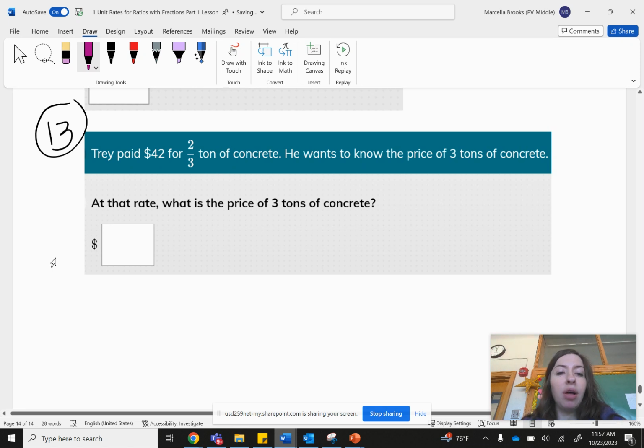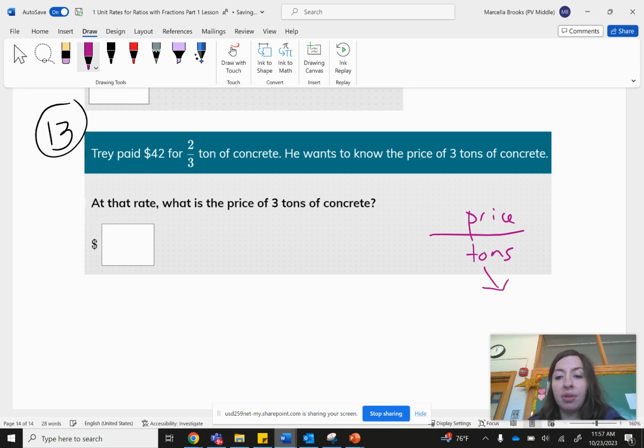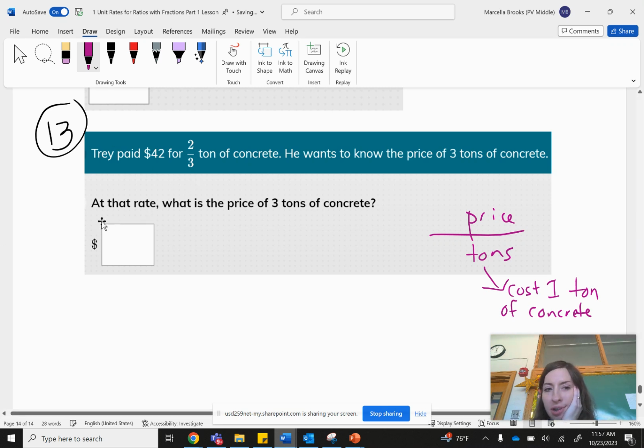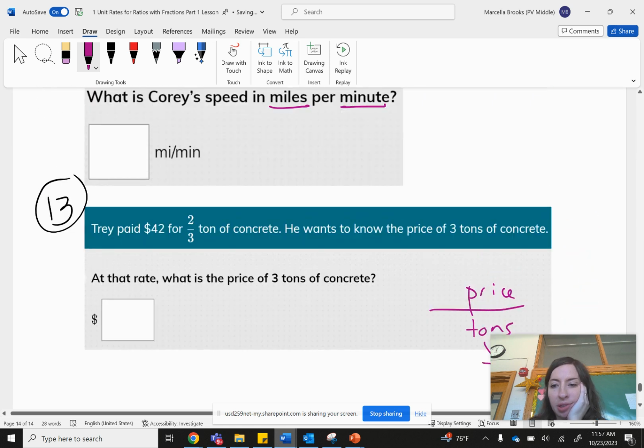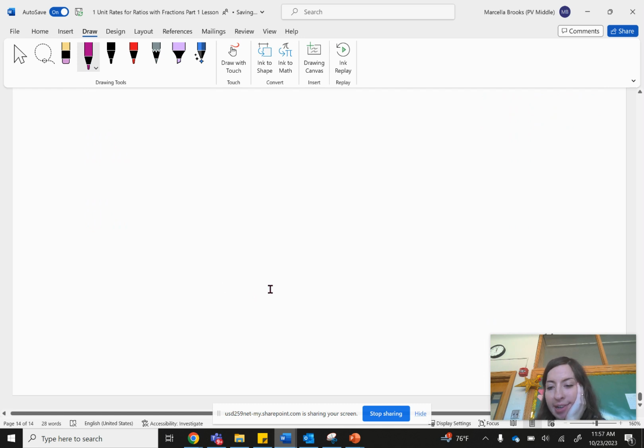Trey paid $42 for 2/3 a ton of concrete. He wants to know the price of 3 tons of concrete. So first, you need to put price over tons to find how much the cost of 1 ton is. And then if you can use that to tell me how much 3 tons would cost, I'll give you a 3.5. So this one can be 3.5 as well. And that's it. Good luck.